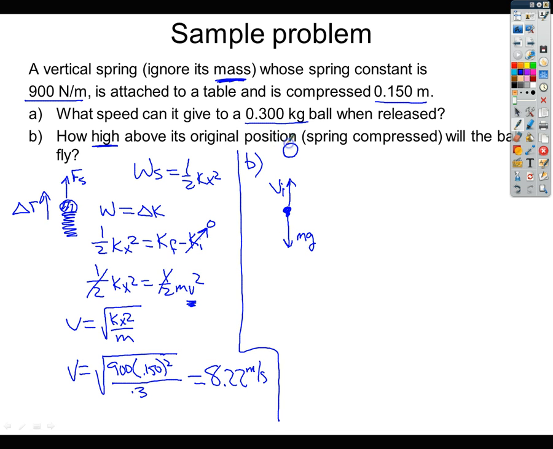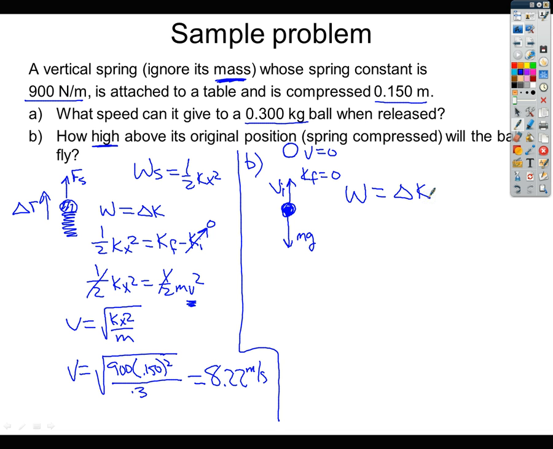Up at the top, here's the ball again. Here's the ball originally. We'll fill it in for the original, and we'll leave it empty for the final. The final speed at the top would be 0, and we know that the kinetic energy at the top would also have to be 0. Let's use our work-energy theorem. Work is equal to the change in kinetic energy.